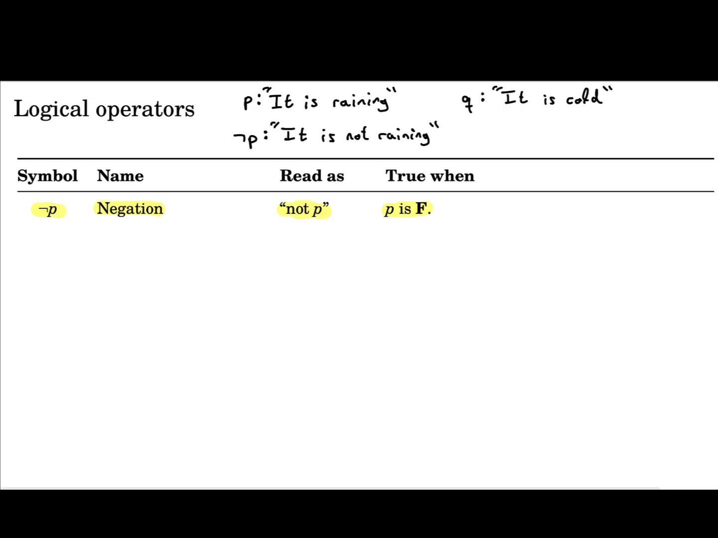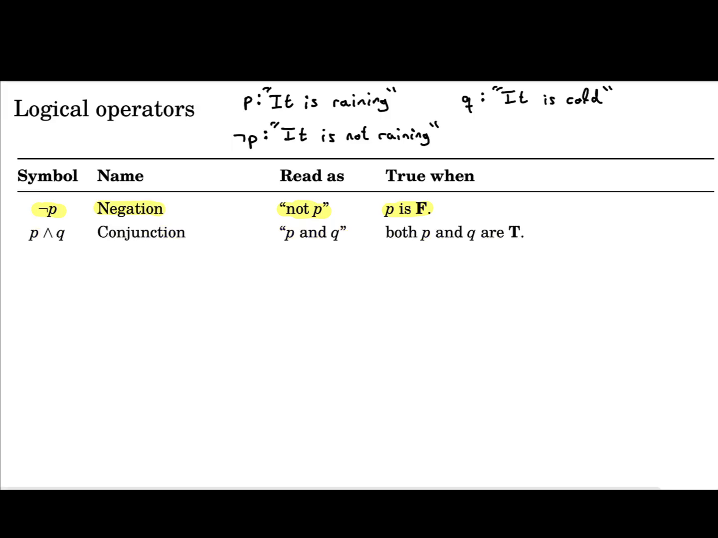Now, when is not P true? Well, not P is true when P is false, right? So it will be true that it is not raining when it is false that it is raining. And so not P will only be true when P is false. In other words, if P is true, then not P is false, and if P is false, not P is true.